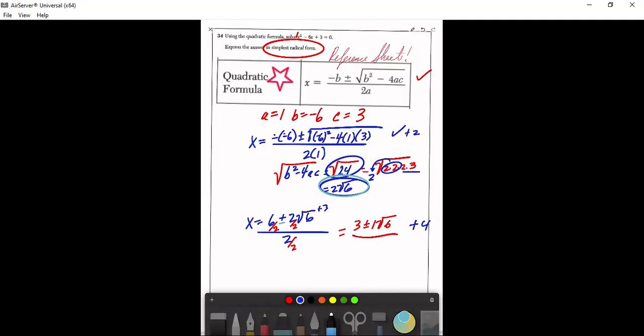But that's it, guys. This is a 4-point question, and basically it's testing your ability to use the quadratic formula and then simplify the irrational root. But they don't want it as a decimal, so that's why you have to leave it as a simplified radical.